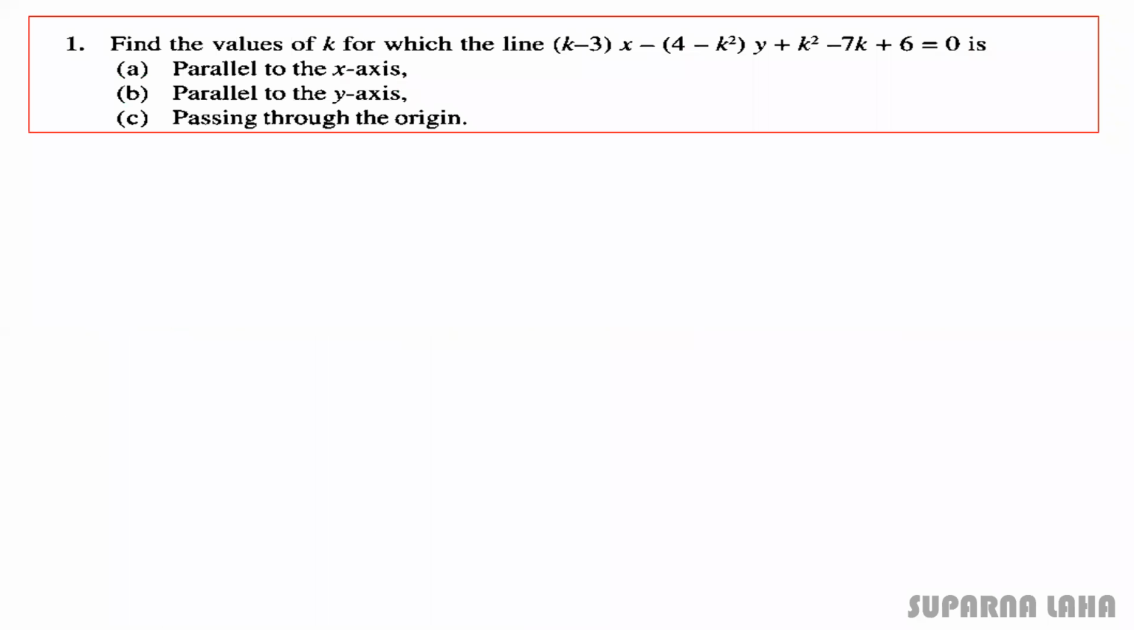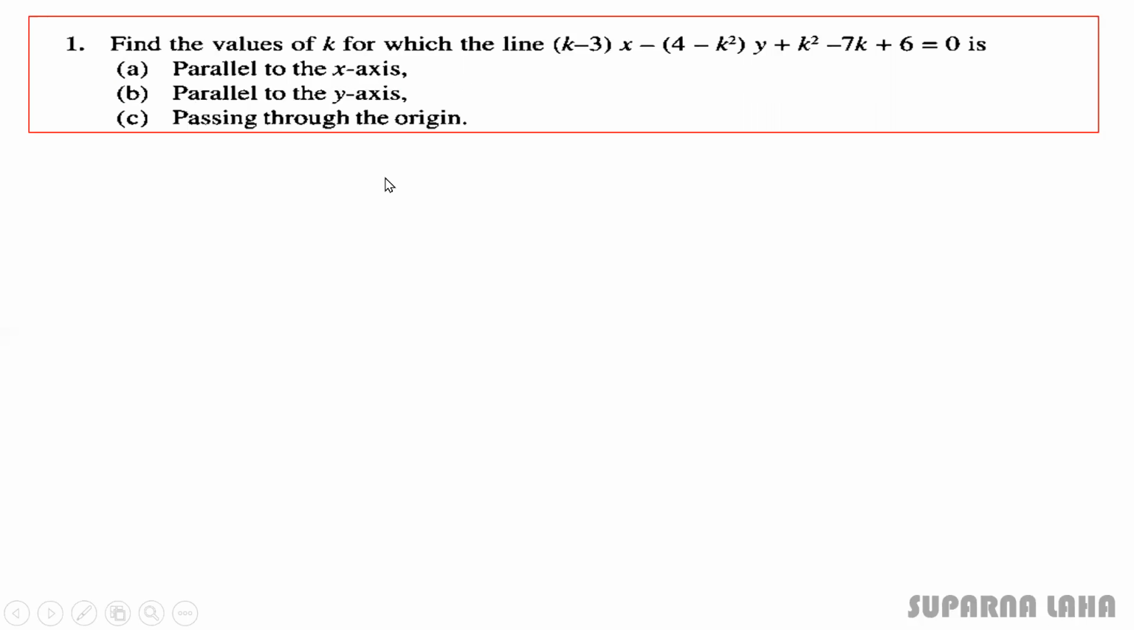So here is the first question from the miscellaneous part. Find the value of k for which the line (k minus 3)x minus (4 minus k square)y plus k square minus 7k plus 6 equals 0 is parallel to the x-axis, parallel to the y-axis, and passing through the origin. So these three conditions are given. You need to find the value of k in such a way that it will satisfy these three conditions.